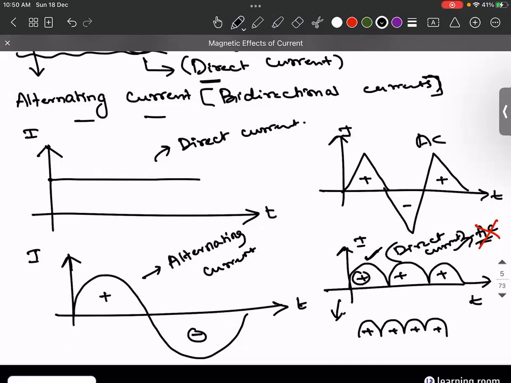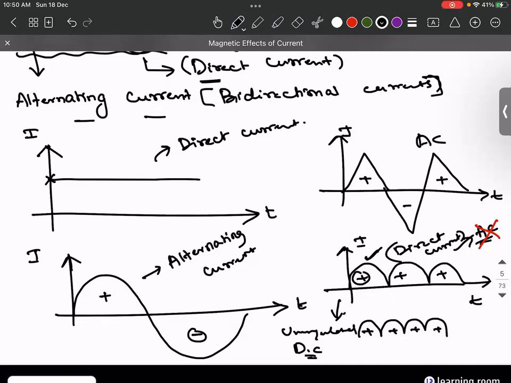This is actually called unregulated direct current. It is not having a fixed value, because we are always under the notion that direct current means it should have a constant value of amplitude. No, constant current doesn't mean direct current. Direct current means unidirectional. Bidirectional is alternating.